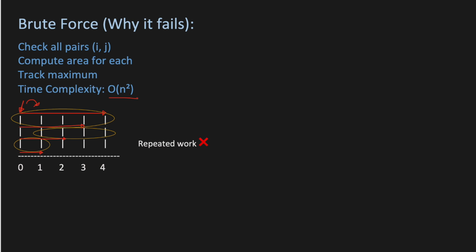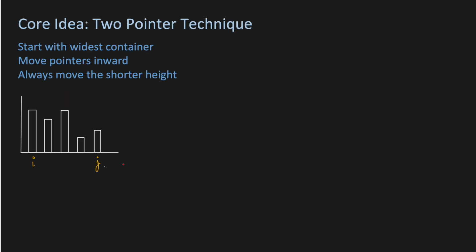By checking every possible pair, we guarantee the correct answer, but we repeat unnecessary work. Interviewers expect you to recognize that O of n square is avoidable here. So what will we do instead?